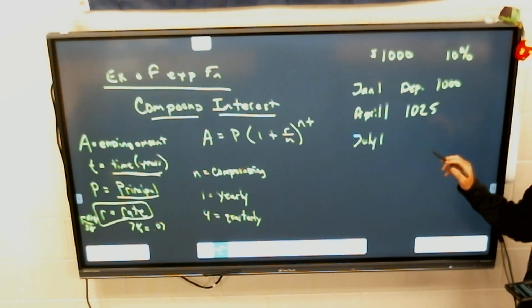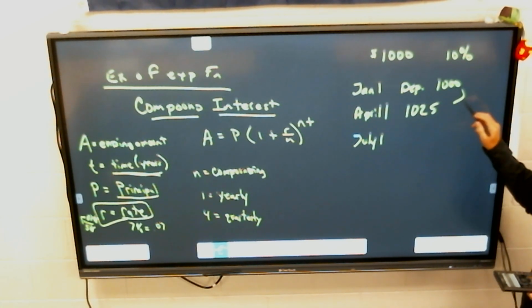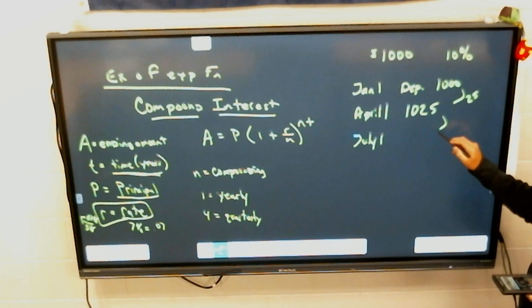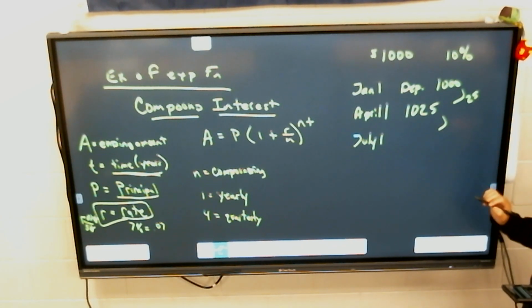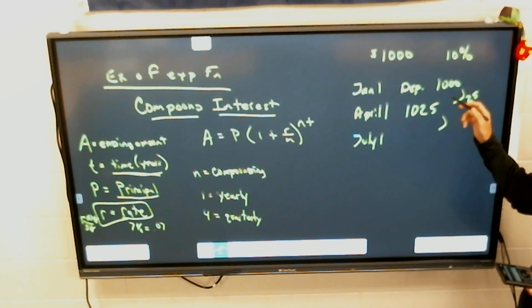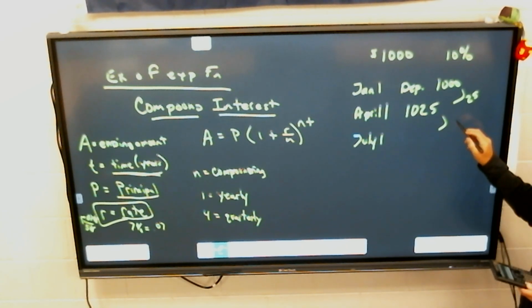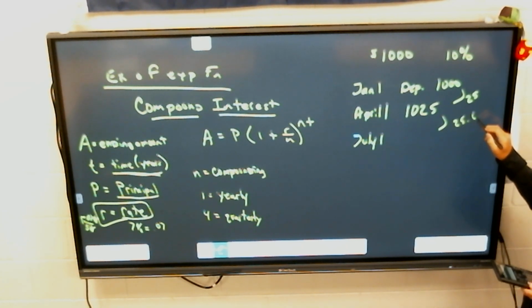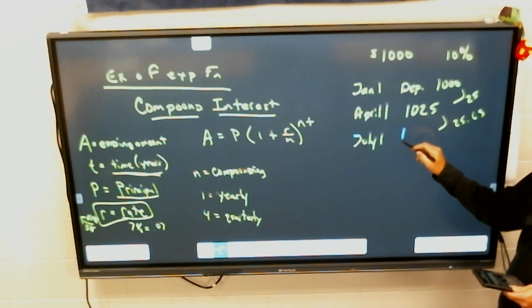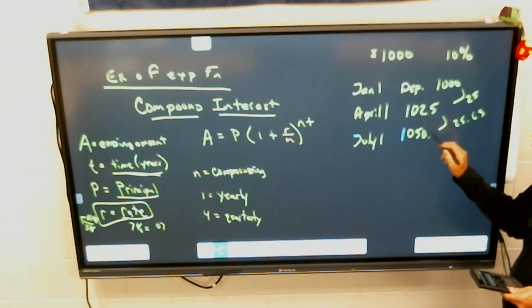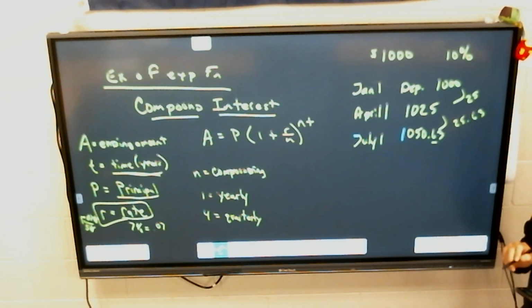It's actually just a little bit more than 25. It's because 10% of $25 is very little. Right. So it's $25.63. So now you have 1,050.63, you have a little extra.